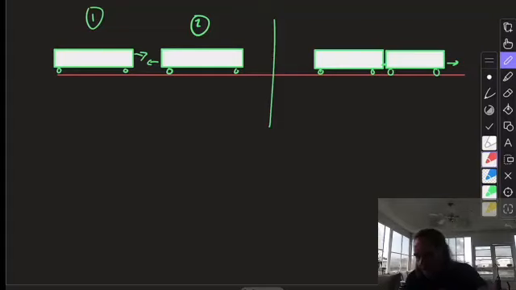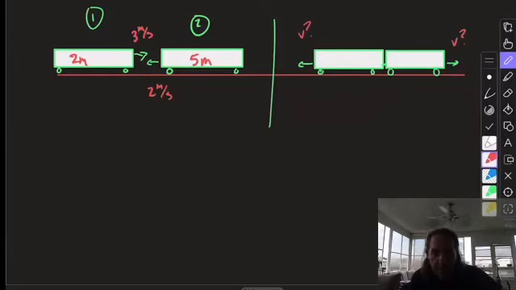So if I have a 5 kg car traveling at 2 meters per second to the left, and a 2 kg car traveling at 3 meters per second to the right, and I'd like to know how fast the cars are going after the collision. And I don't know which way they're going after the collision. They could be going left, they could be going right. We don't know the answer until we figure it out.